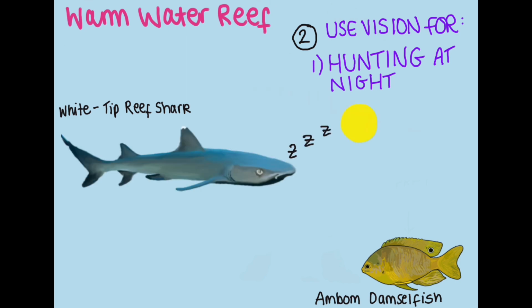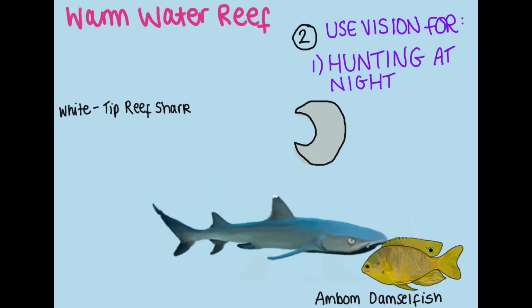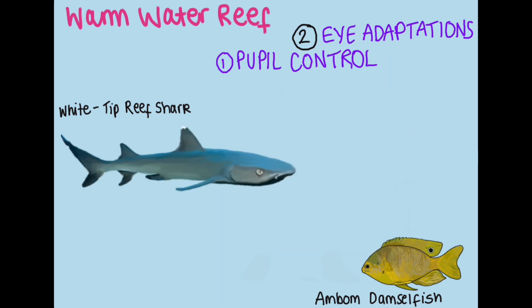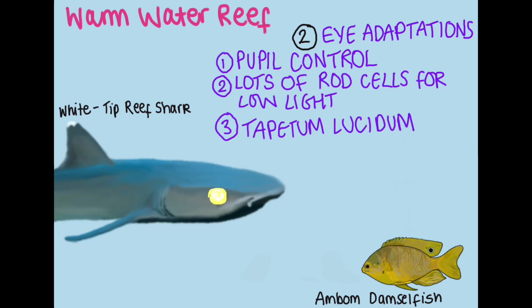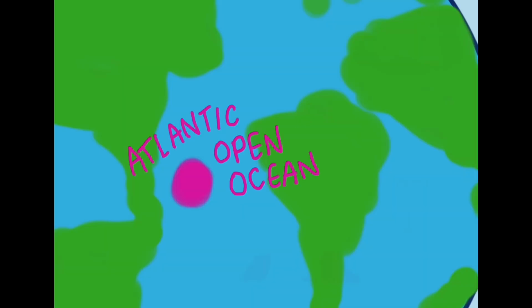Nocturnal predators have to cope with a greater range in light intensities to hunt at night. Shark pupils can open and close to control the amount of light they absorb. They have lots of rod cells to allow for low light vision, and they have a tapetum lucidum, a layer of reflective mirrored crystals behind the retina to enhance vision in low light conditions.